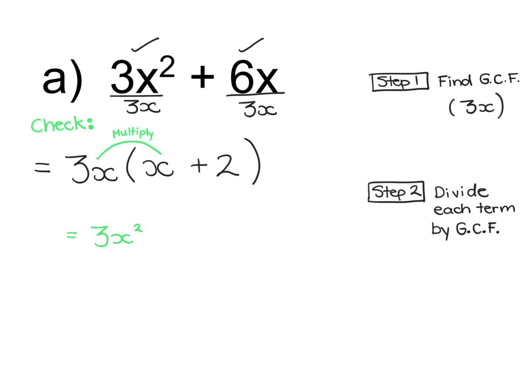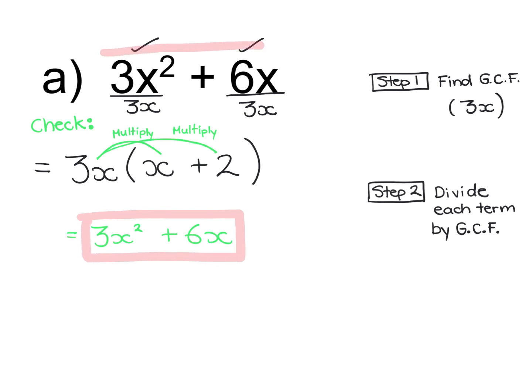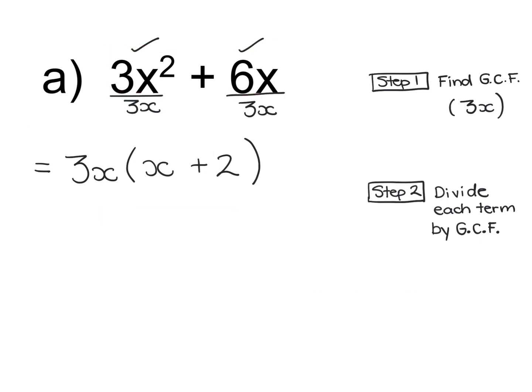Now let's multiply the 3x with the positive 2. So positive 3x times positive 2 is going to be positive 6x. Now do you notice something here? Notice that our check answer is basically the same as the original question. When your check answer is the same as the original question, that means you actually have the correct answer. So our final answer for this question is actually 3x bracket x plus 2 close bracket.